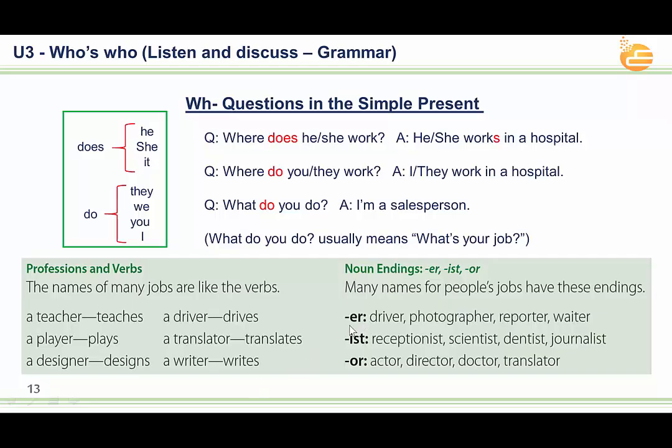Some of them we add er, some of them ist, some of them or. Let's see. Noun endings: er, ist, or. Many names for people's jobs have these endings. For example, er: driver, photographer, reporter, waiter. Ist: receptionist, scientist, dentist, journalist. Or: actor, director, doctor, translator. Okay, very nice.